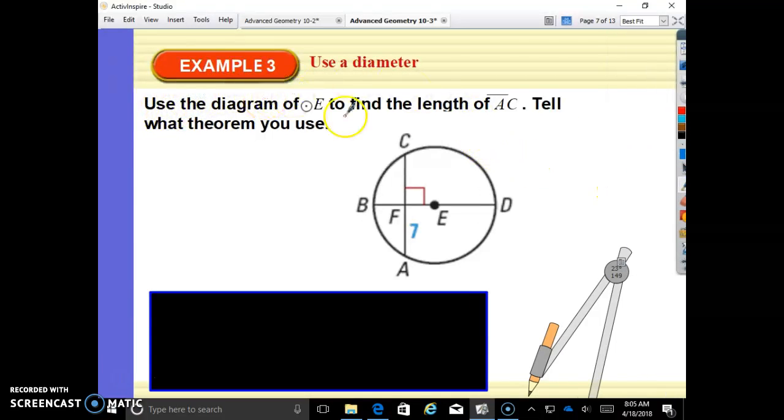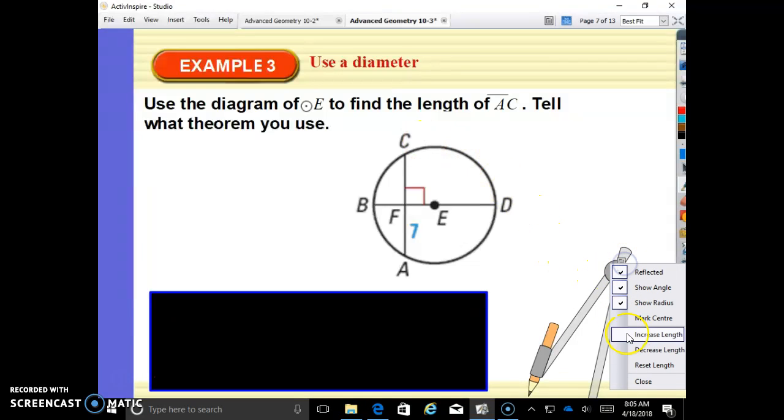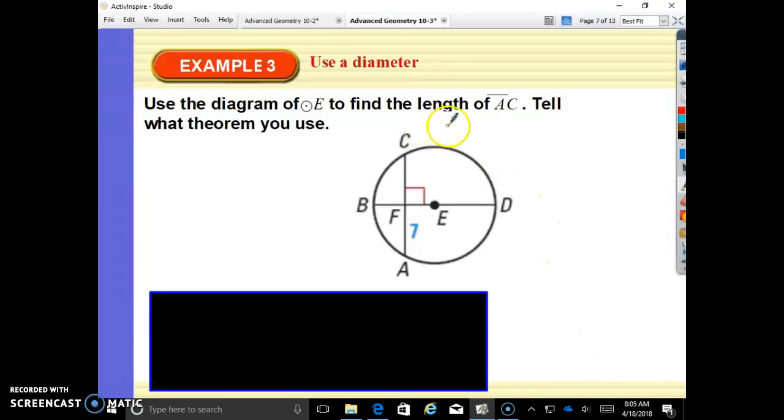Use the diagram of circle E. Let's get rid of this little guy. Use the diagram of circle E to find the length of AC. Tell what theorem you used. So what is this length? Name the theorem. I'm going to describe it.